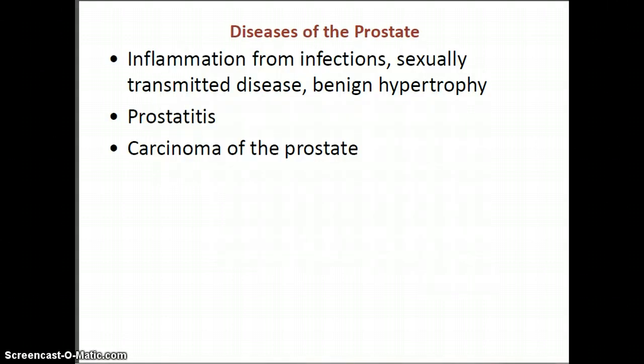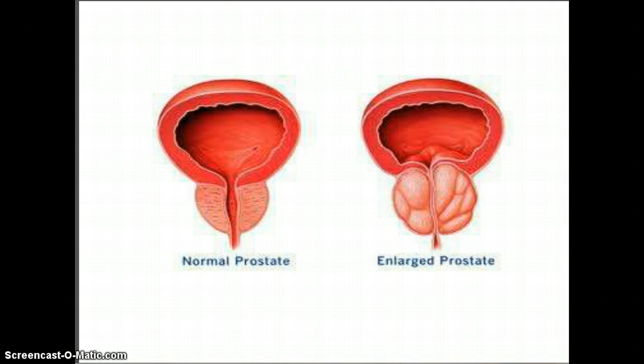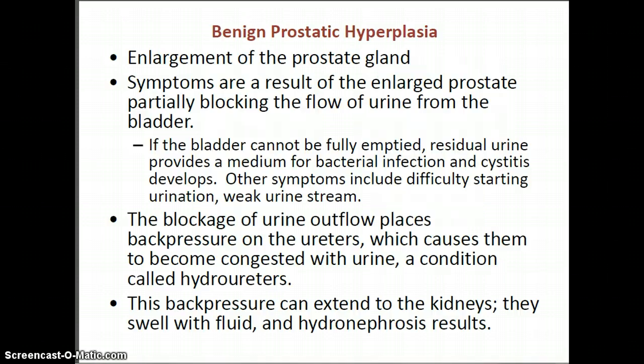All right, diseases of the prostate: inflammation from infections, STDs, or benign hypertrophy, prostatitis, which is a general term for inflammation, or carcinoma of the prostate. We're not going to look at all of these at this point, but here is a normal prostate that you can see just inferior to the urinary bladder, and an enlarged prostate. So you can see clearly from this diagram that even benign hypertrophy of the prostate can interfere with the flow of urine, among other things.